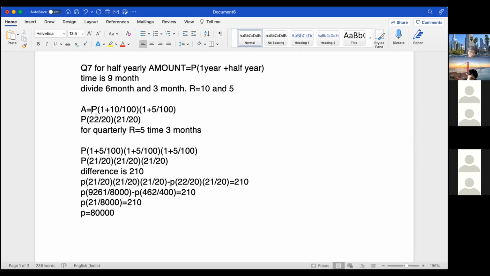If you calculate it, 1 plus 10 by 100 is actually 11 by 10, and 1 plus 5 by 100 is 21 by 20. 11 by 10 को 22 by 20 लिखा है, so that denominator is same. Okay, now for second case, this is for first case. ठीक है, I'll write it over here. Case 1. Now for second case.